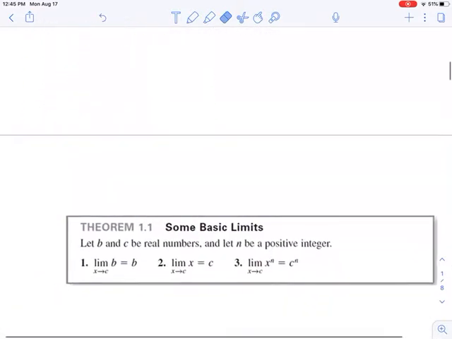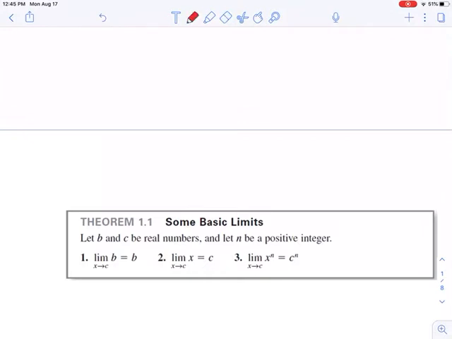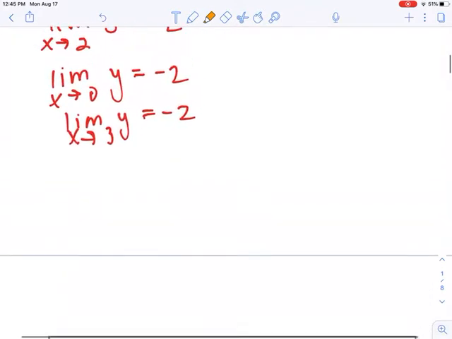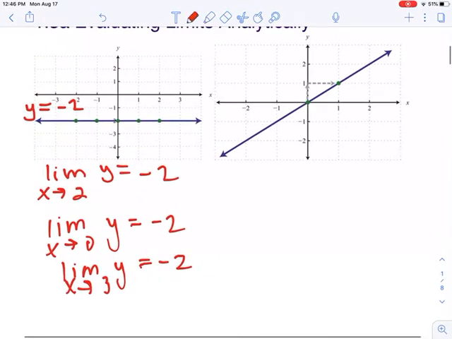If we have some sort of horizontal line, then it doesn't matter what limit I'm asking you to find. It's always going to be the y value of that horizontal line. So what I just highlighted in orange, that's what I need you to write down. The limit as x approaches c of b equals b. If we have a horizontal line, y equals b, the limit is just going to be that y value every time. And we'll come right back to that.